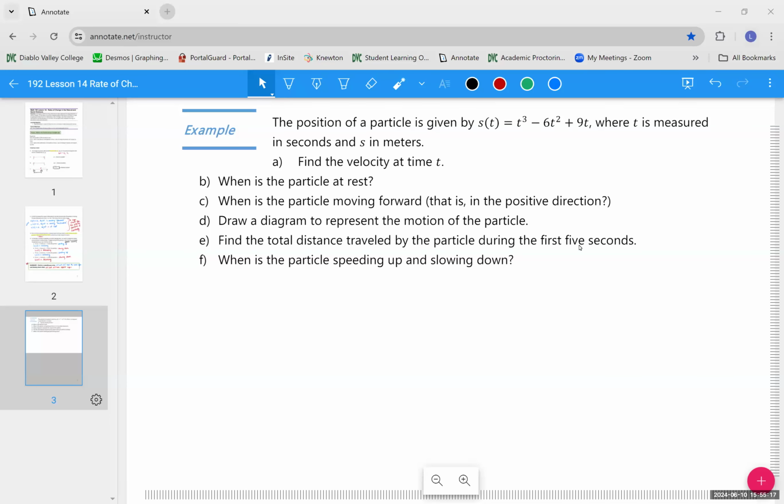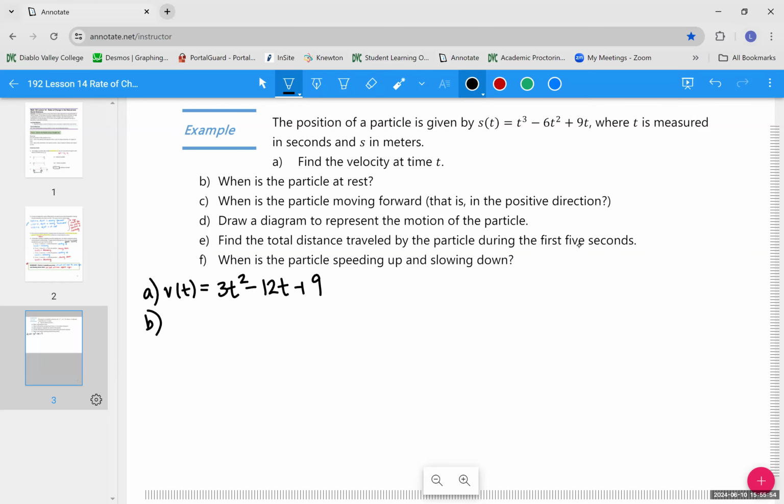Okay, so we're going to close out this lesson with an example. This example is going to go through a lot of different aspects of what we would be asked to do in analyzing motion. We have the position of a particle given by this position function. T is measured in seconds and position in meters. The first thing it's asking us to do is find the velocity, which means we have to take the derivative of the position. So that'll be 3t squared minus 12t plus 9.